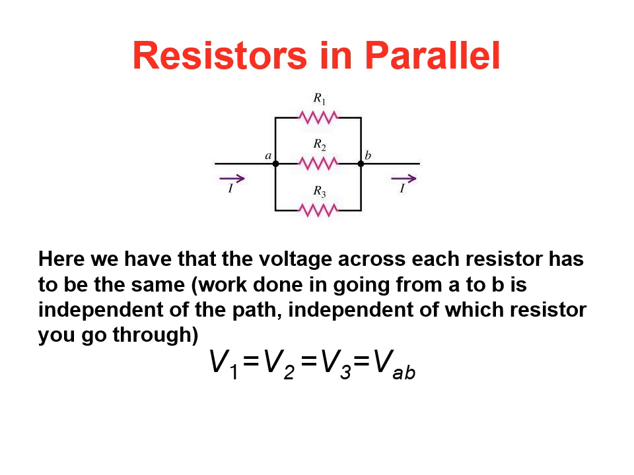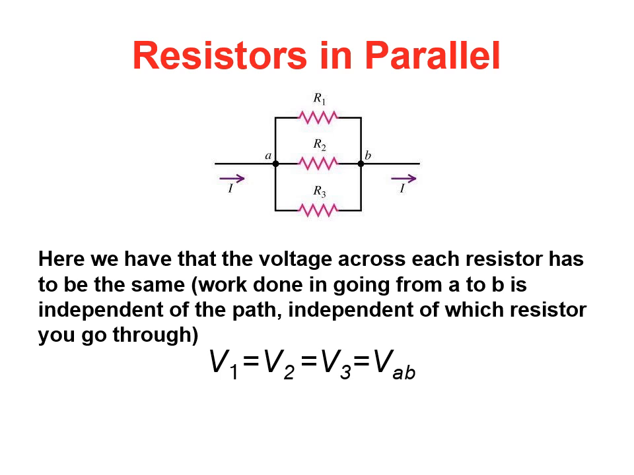across A and B. Here we have that the voltage across each resistor has to be the same. The work done in going from A to B is independent of the path. So no matter which resistor you go through, it's still the same work done. V1, which is the voltage across resistor 1, will be equal to the voltage across resistor 2 and also equal to the voltage across resistor 3. And they are all equal to the voltage across A to B.